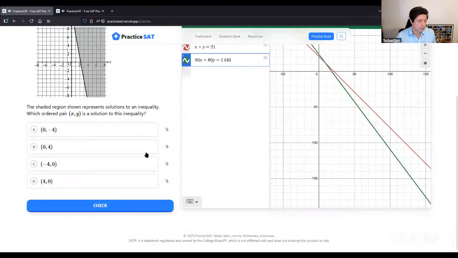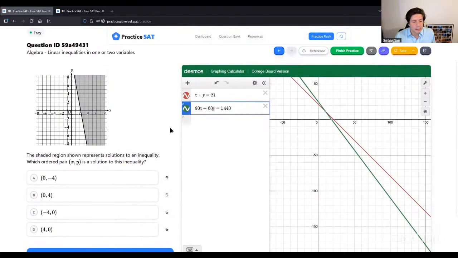Okay, perfect. Now let's check this one out. The shaded region shown represents solutions to an inequality. Which ordered pair is a solution to this inequality?